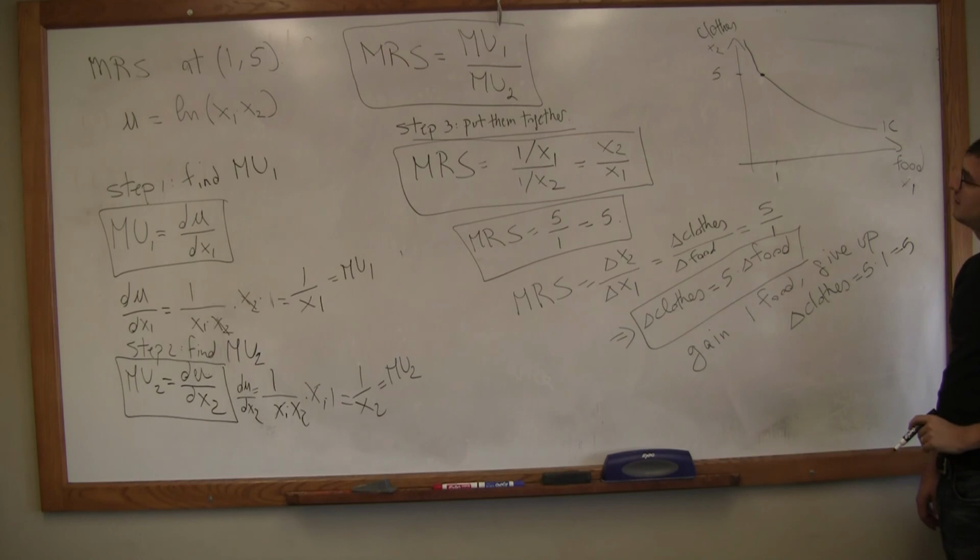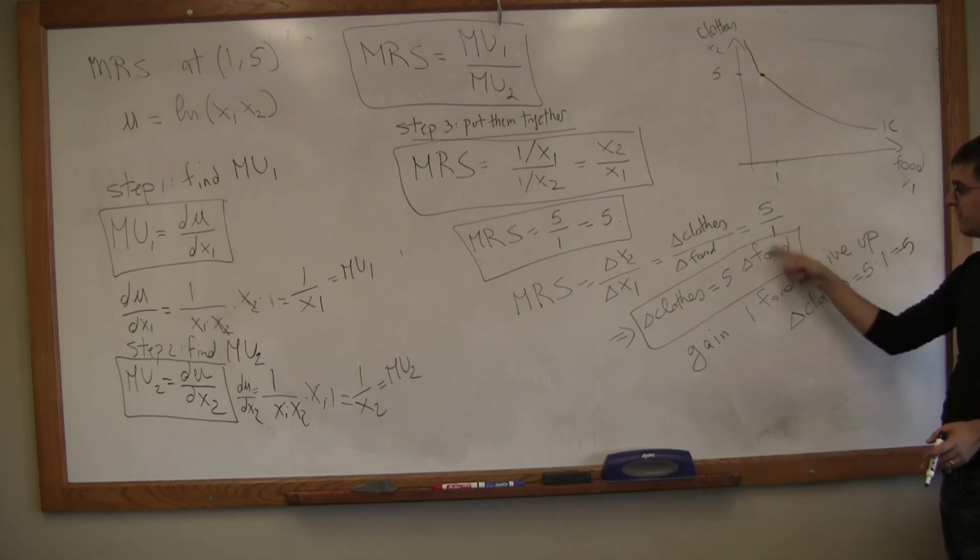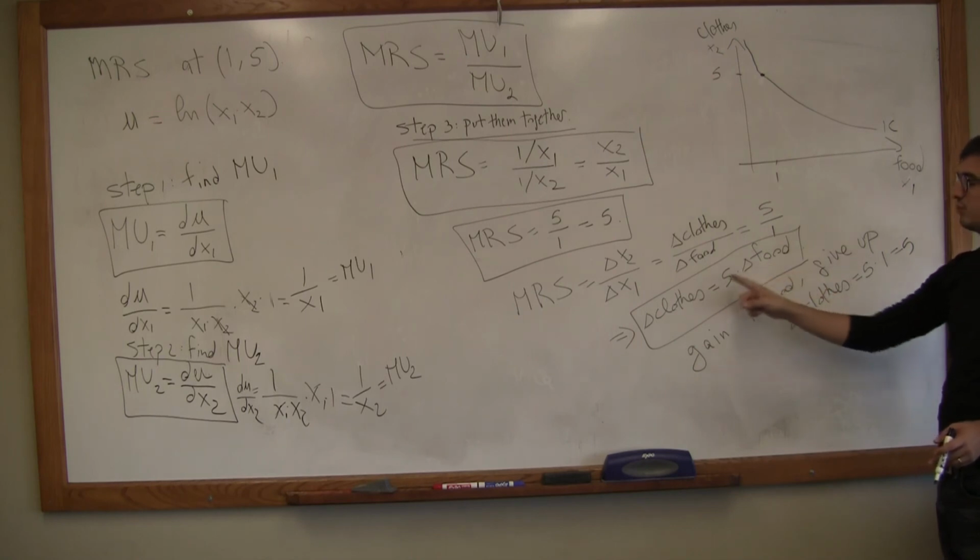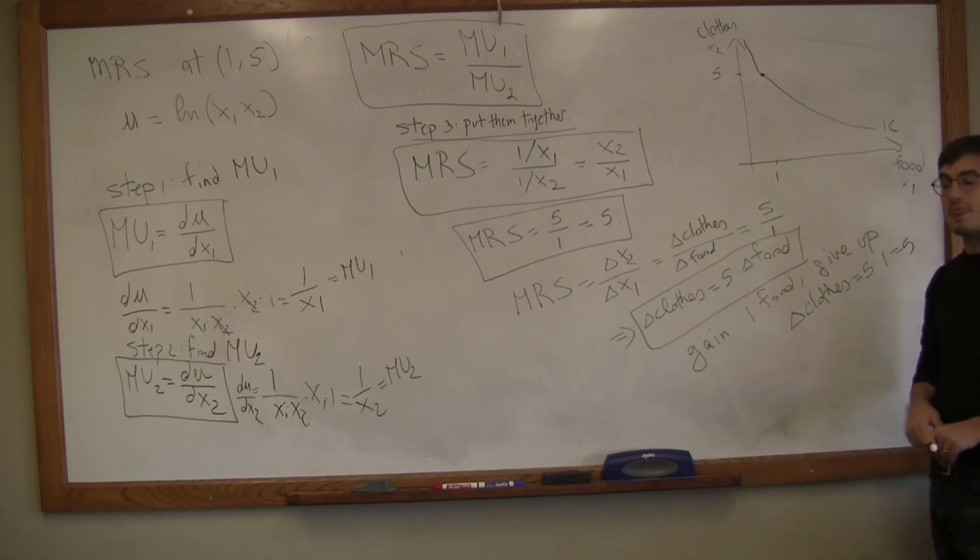Okay? So that's what it means. It simply means that for each unit of food that you want to gain, you have to give up 5 units of clothes when you start at this particular point.